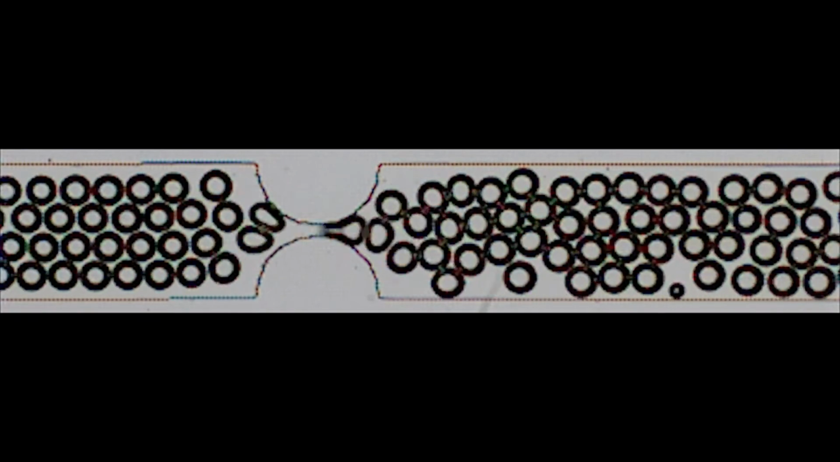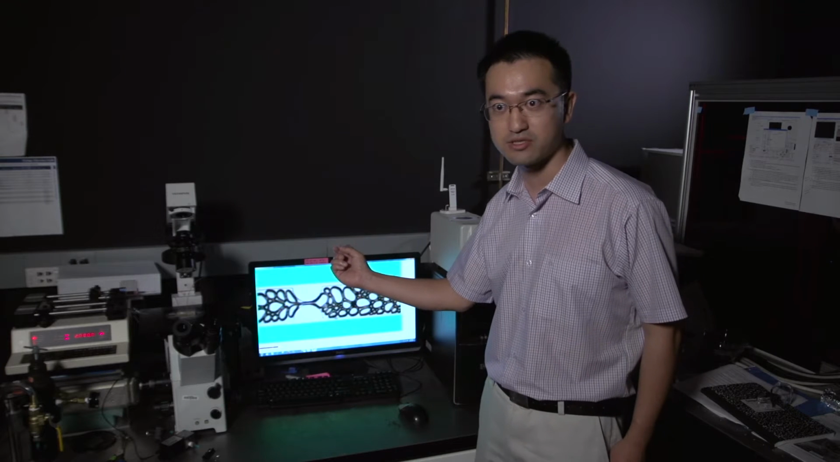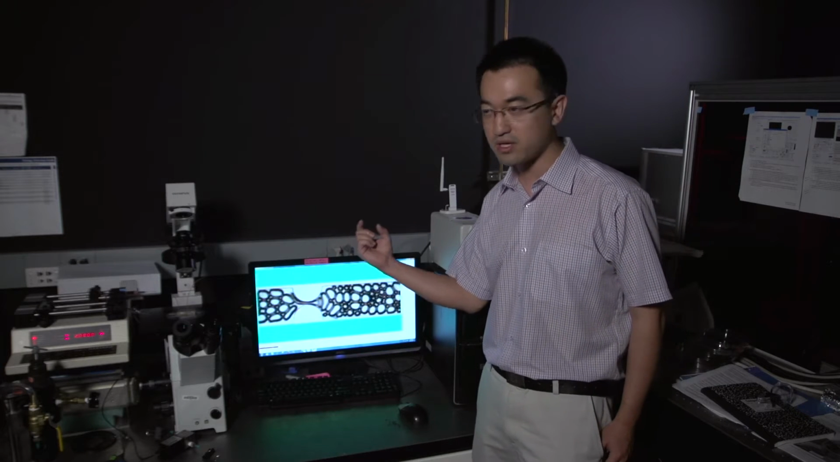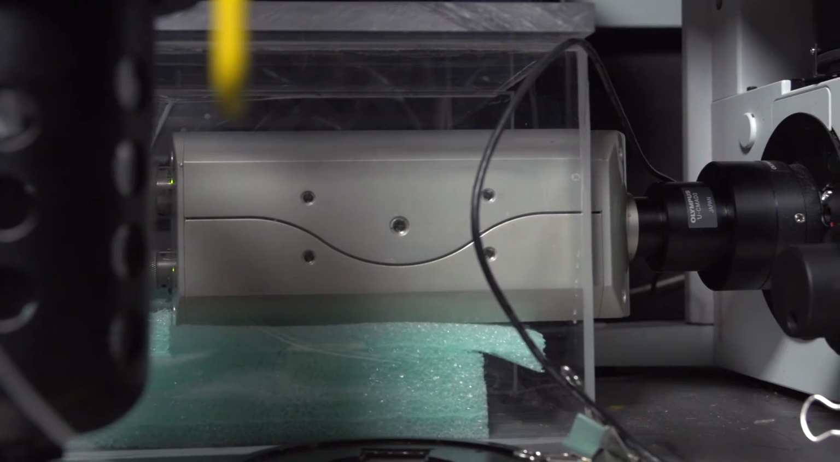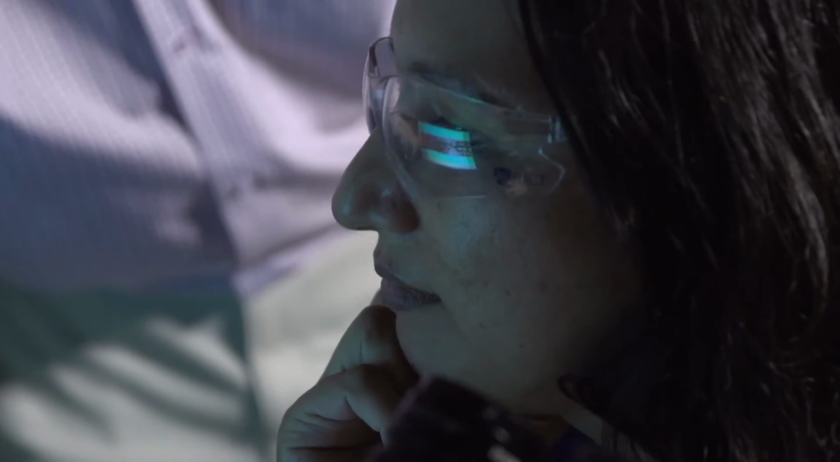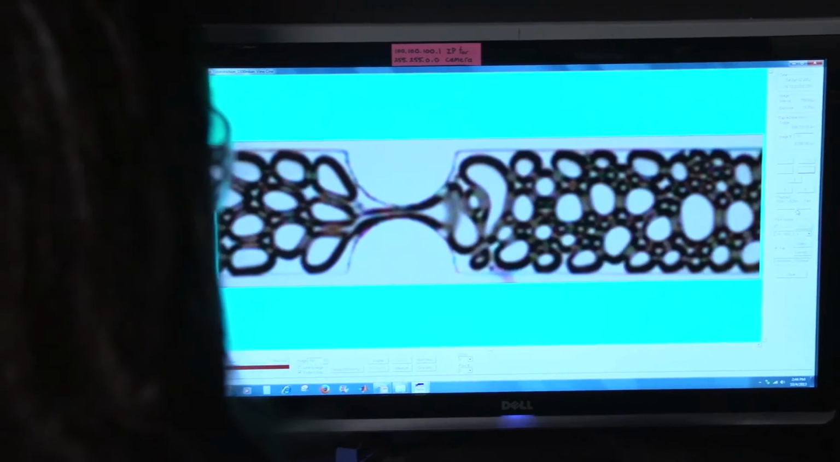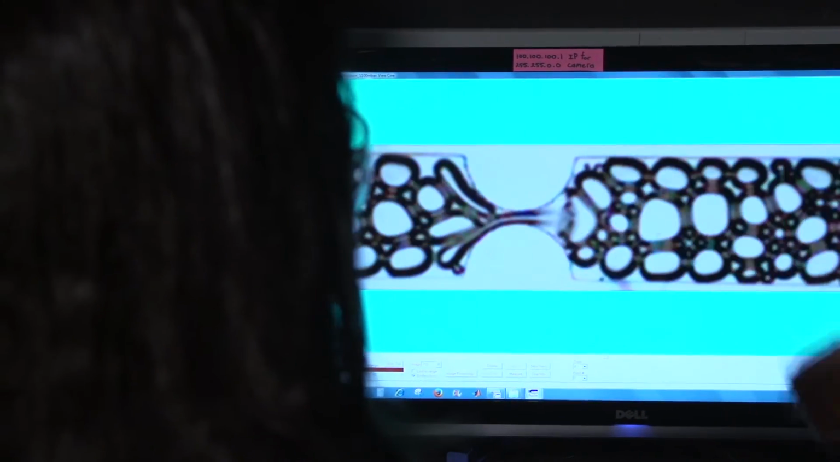So what we are doing here is we design and fabricate this microfluidic device to understand foam flow through pore scale. And what we do is we inject gas and surfactant solution in a flow focusing device to pre-generate foam. Then we use our inverted microscope and the high-speed camera to capture the pore scale event. The high-speed camera can capture the image as fast as 10,000 frames per second, as you can see here. This is slowed down by 500 times.